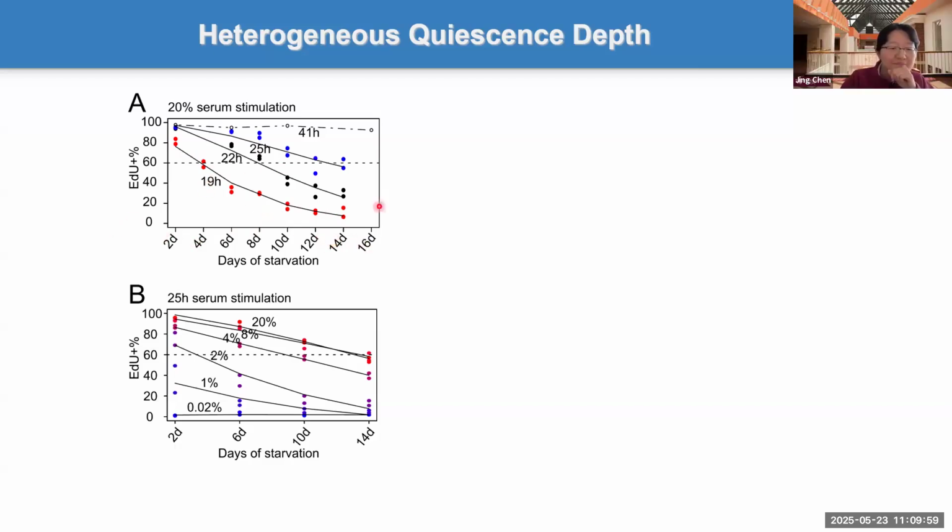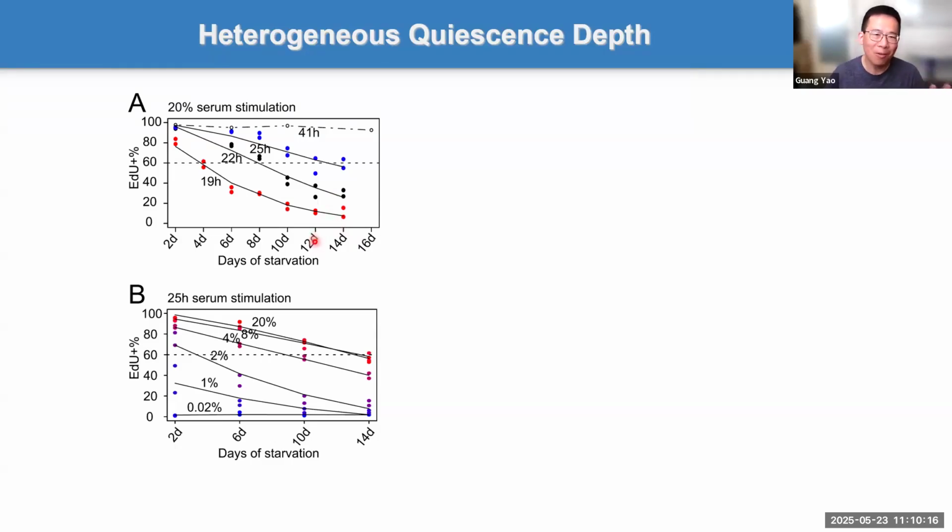I see. But the idea is similar: the longer the cells were kept in quiescence, the deeper they are in sleep. They take a longer time to wake up. Just like humans have shallow sleep and deep sleep, cells have the same thing. The longer you sleep, the harder you wake up in the morning.